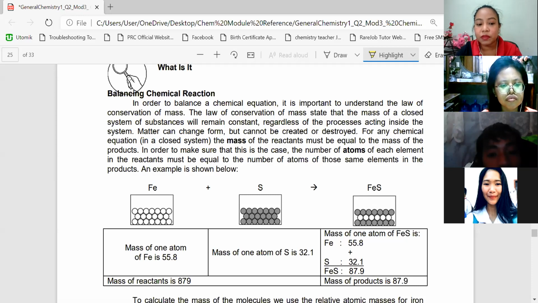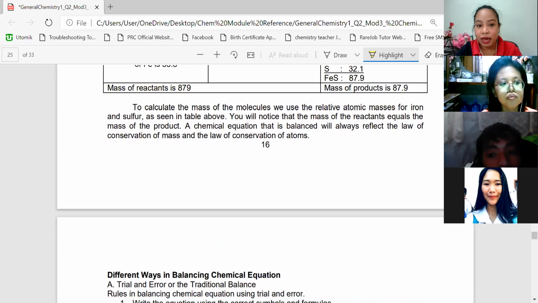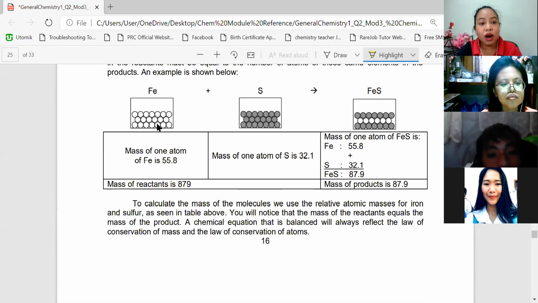So, in the reactant side, one atom of iron plus 1 atom of sulfur, we have 55.8 plus 32.1. It should be 87.9. In here, we have iron and sulfur.